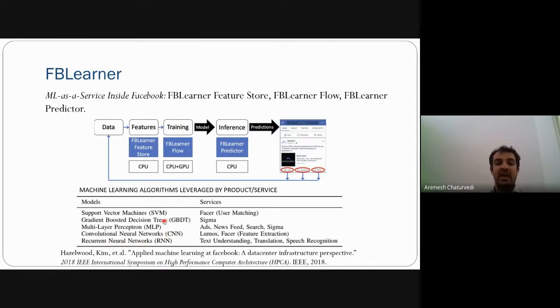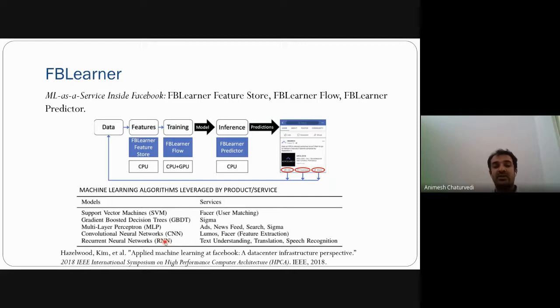So this SVM is used by the Facer service for matching users, and this GBDT is being used by the Sigma service of Facebook. MLP is being used by ads and news feeds, the search engine, Sigma. Then CNN is being used by Facer for feature extraction and the Lumus service. So we'll not go into detail of these services and these algorithms. It's just for mapping purposes.